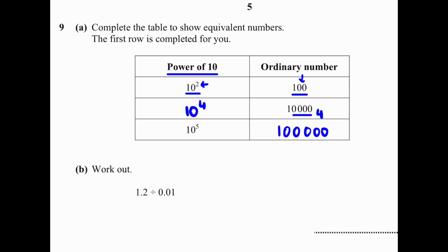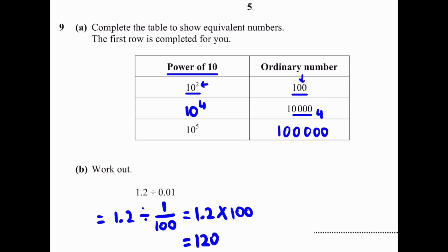B. Work out 1.2 divided by 0.01. 1.2 divided by 0.01 is equal to 1.2 divided by 1 by 100. That's the equivalent fraction for this decimal. And that'll be equal to 1.2 multiplied by 100. 1.2 multiplied by 100 is equal to 120 when you move the decimal point 2 places to the right.